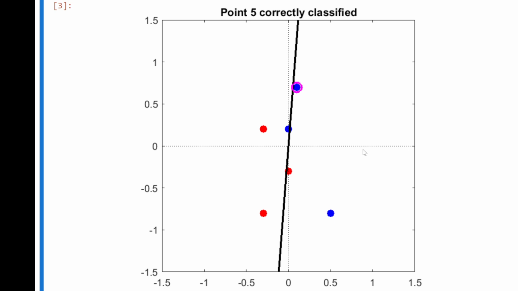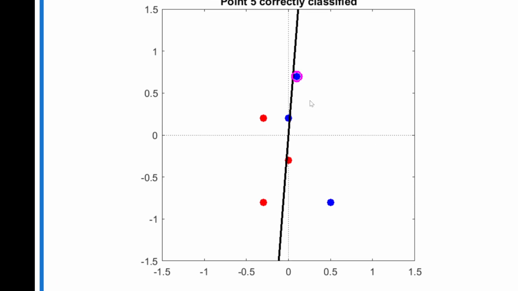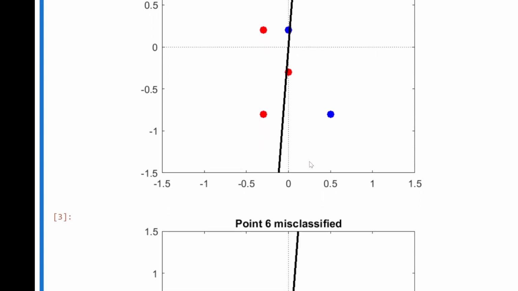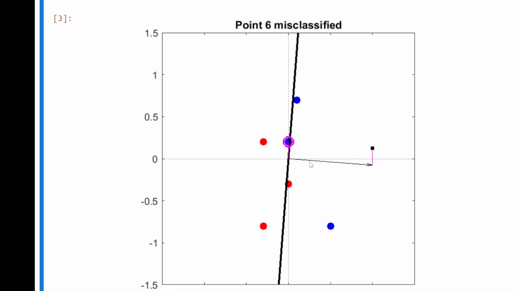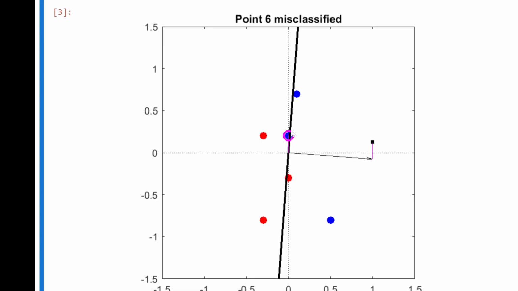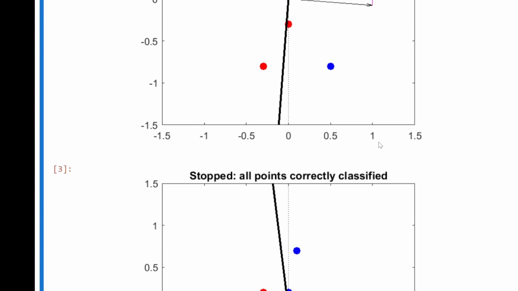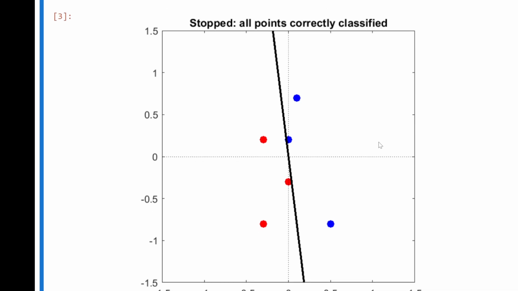So now I look at the next point, point number 5. This point is okay, right? But now some of these points are not good anymore, but that's okay. So now I look at point 6. Point 6 is not great. And I do the same thing, right? I draw a vector that points to point number 6, and I add it to my W. That will kind of have the effect of tilting my line. And at this point, all my points are correctly classified, and I stop, right? So the perceptron updating algorithm is super simple.